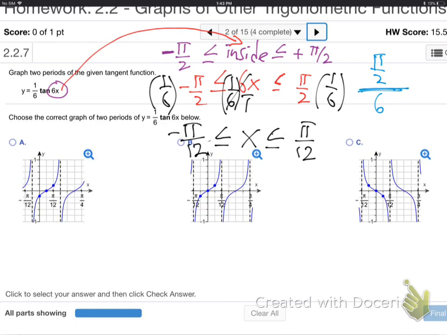Pi over 2 divided by 6. This would be 6 over 1. Any whole number is really over 1. Flip it up and it becomes 1/6, and you multiply. It becomes pi over 12. See?